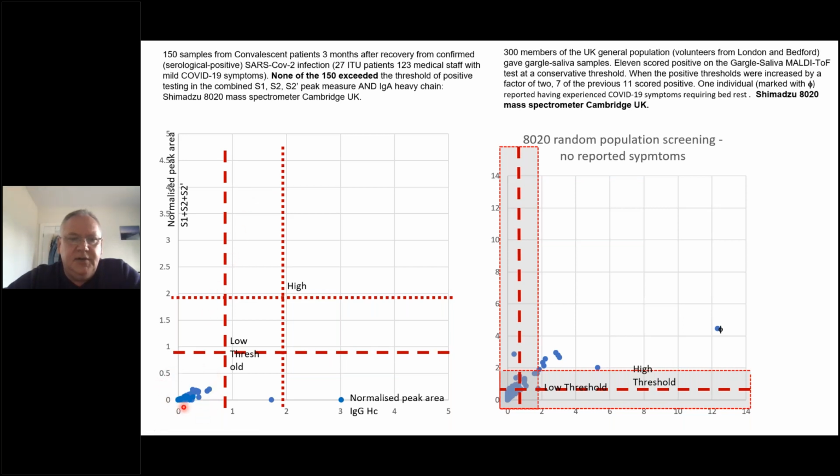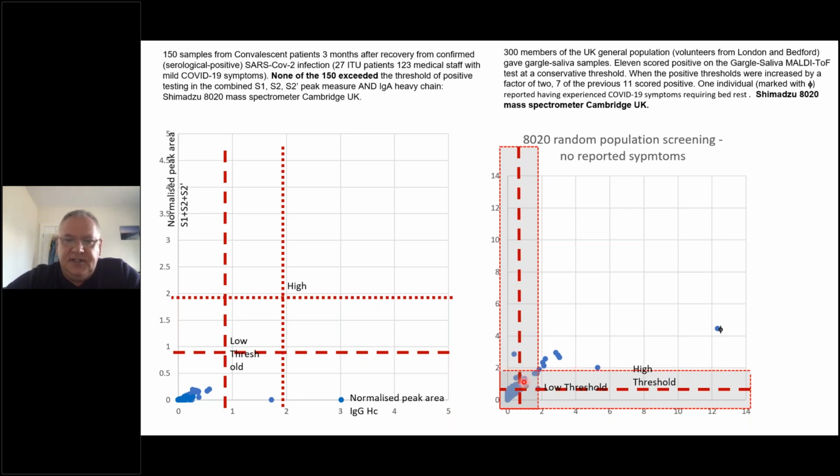And we could show that they're clustered down in this bottom corner here, when it came to looking for the coronavirus peaks and the Ig heavy chains. That could be variable; it could be other infections going on. But basically, we could set some thresholds. We also looked at 300 members of the general population, volunteers between London and Bedford, just about the time when cases were surging within the UK. And we looked to see what kind of signal intensities we were getting from that population.